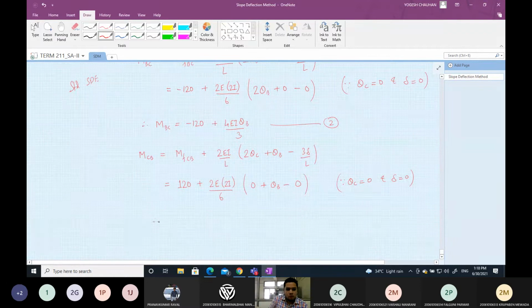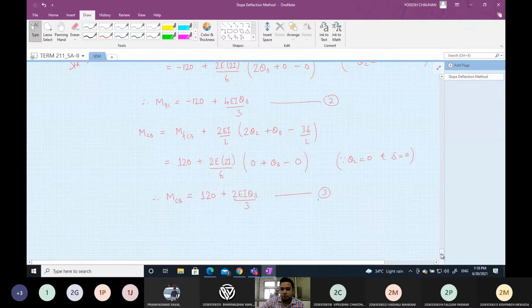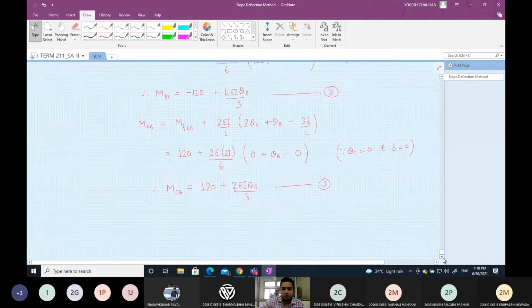So MCB is equal to 120 plus 2EI theta B by 3. Mark this as number 3. So we have formulated the slope deflection equations for all the members.